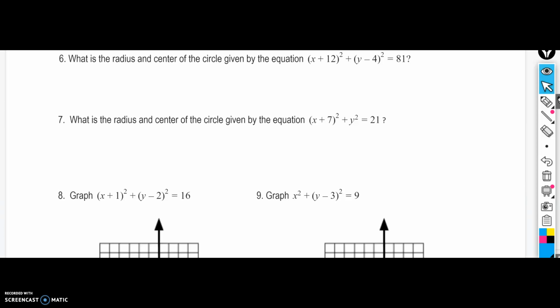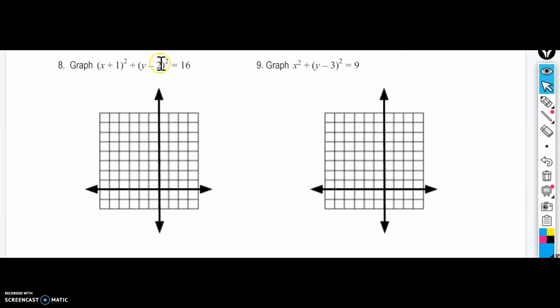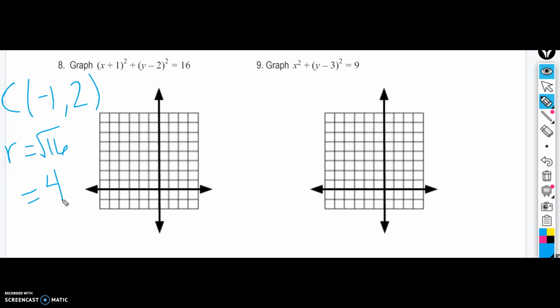Going down to 8 and 9, we're going to need to graph these. Now, we have not graphed any circles yet. Obviously, we're just getting to circles now. But the first thing we're going to need to do is the same as we did up above, identify a center and a radius to graph it. So my center, again, negative 1, positive 2. And my radius is the square root of 16, or 4.